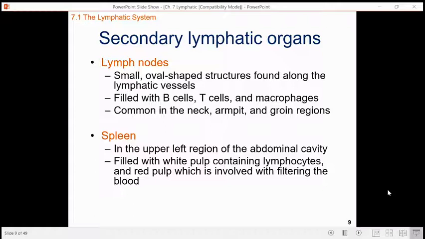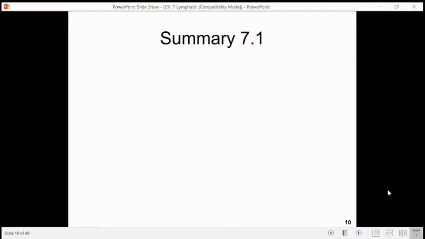The spleen is found in the upper left region of the abdominal cavity. It's filled with white pulp containing lymphocytes and red pulp, which is involved with filtering the blood. So in 7.1, we're just trying to get an understanding of what the lymphatic system is. In the next sections, we'll dive more deeply into the immune system and how we keep pathogens out of the body.